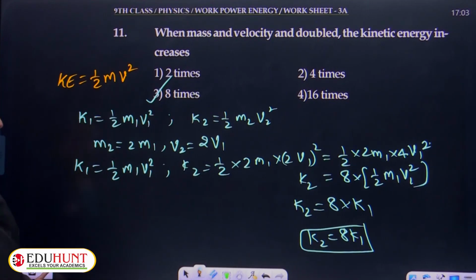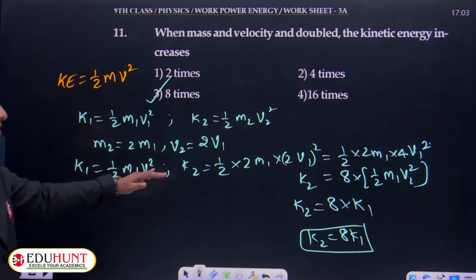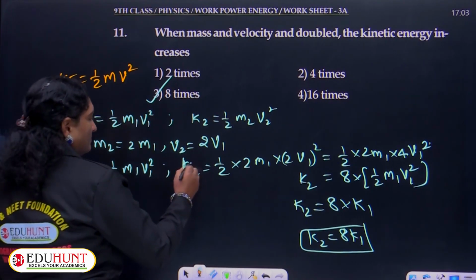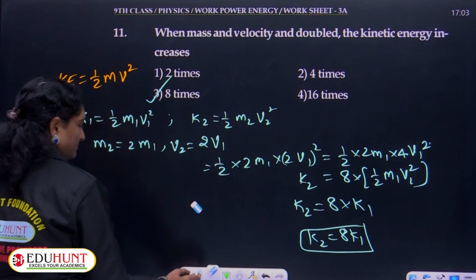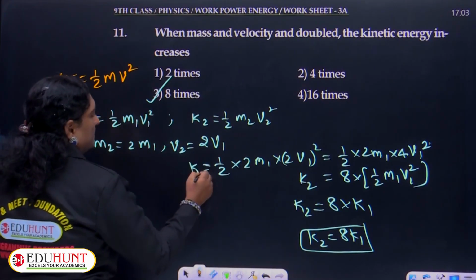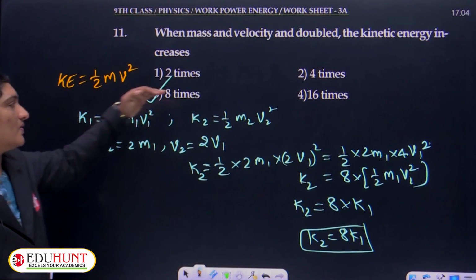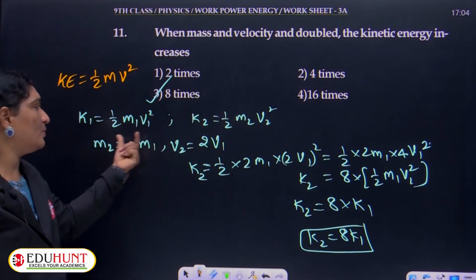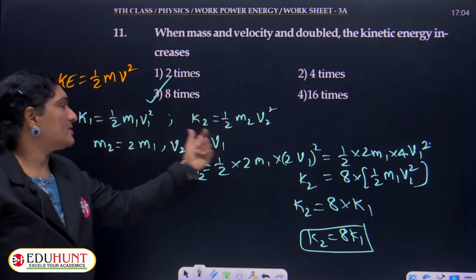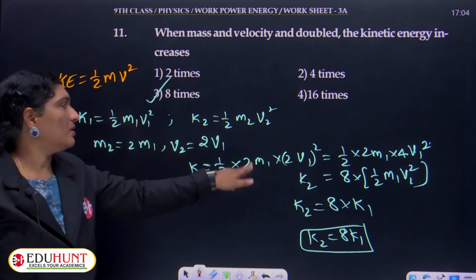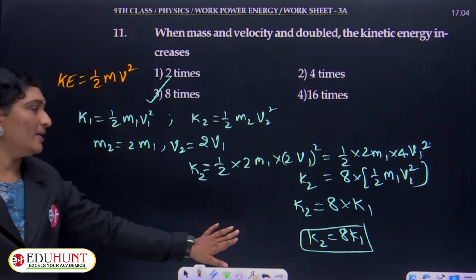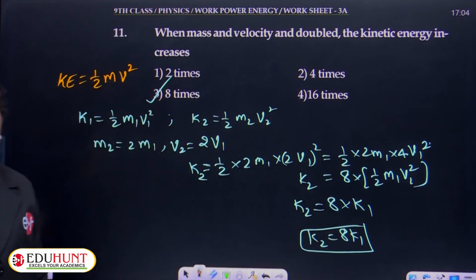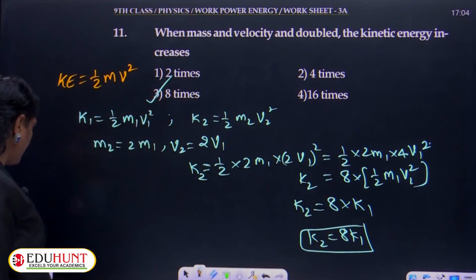Got it? Any doubt, children? So we already solved this method. Second, k1 is half mv1 square, k2 is half m2 v2 square. m2 is double of m1, v2 is double of v1. So substituting all the values in k2, we'll get the value of k2 as 8 times the previous kinetic energy.